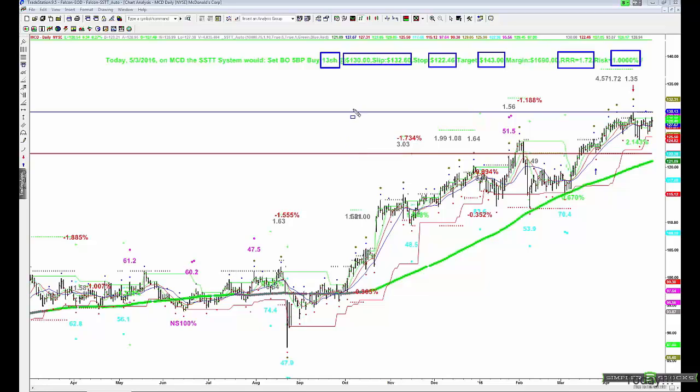Once again, blue line is the entry price. Red line is the stop. This is a great tool here. Shows you where your stop aligns up with support. And then once again, green line is our target.